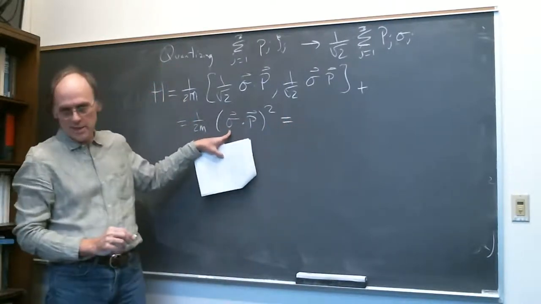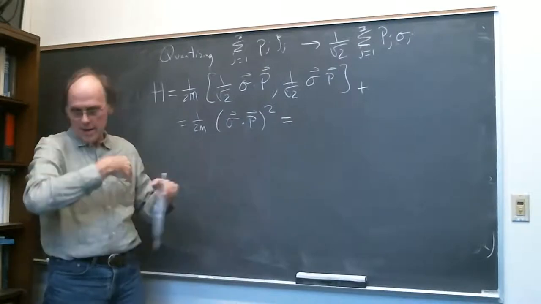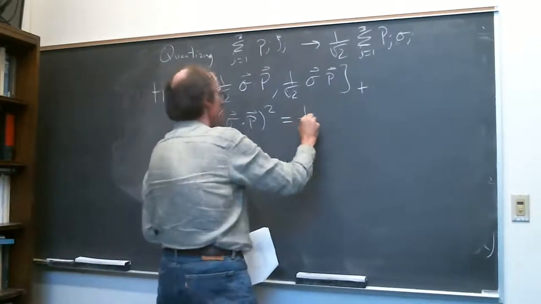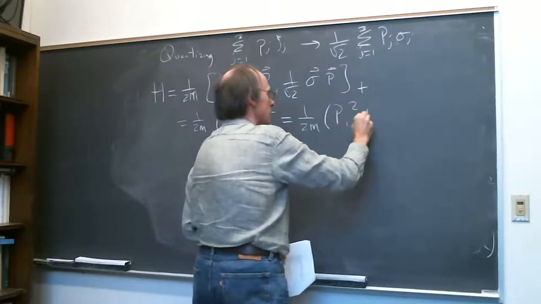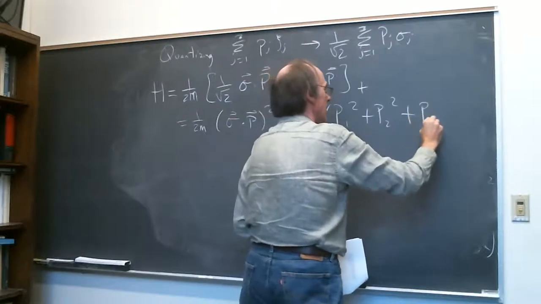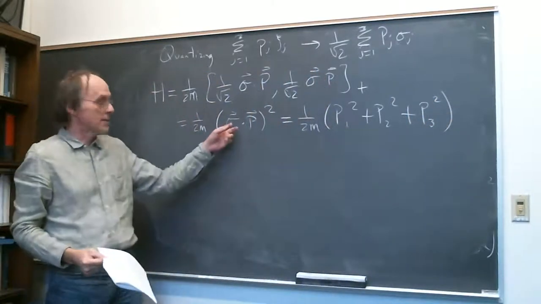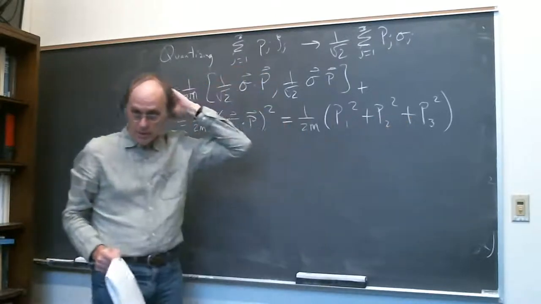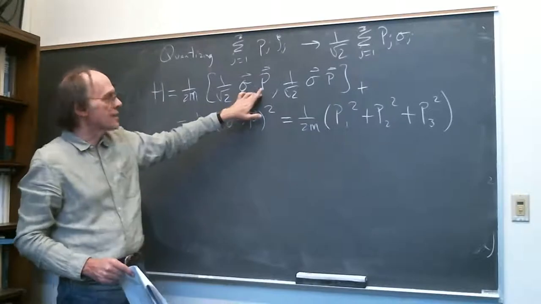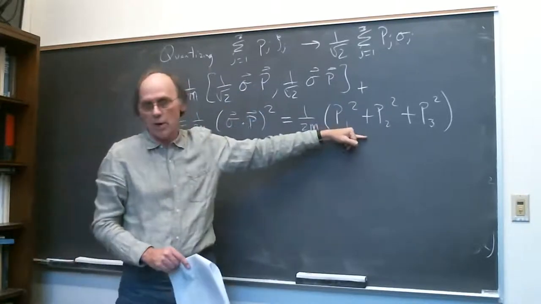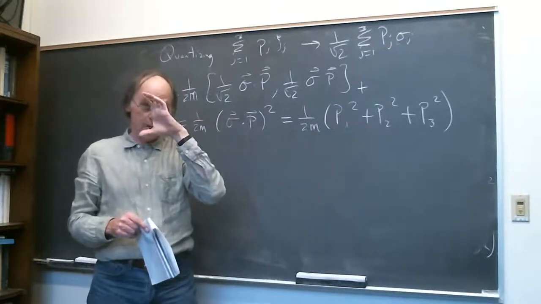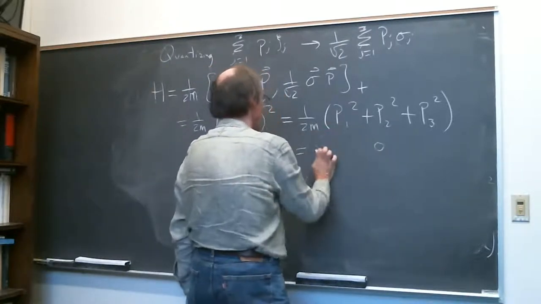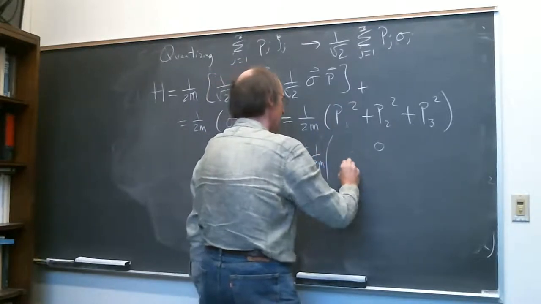But if you work out what this is, because the sigma matrices anti-commute with each other, when you expand this out you're going to get 1 over 2m times just p1 squared plus p2 squared plus p3 squared. Just because of the properties of the sigma matrices, if you take this square, you're going to get this. So your Hamiltonian in this language is just the free particle Hamiltonian, but acting on C2. So you have to think of this as really 1/2m times p vector squared on the diagonal, with zeros off the diagonal.